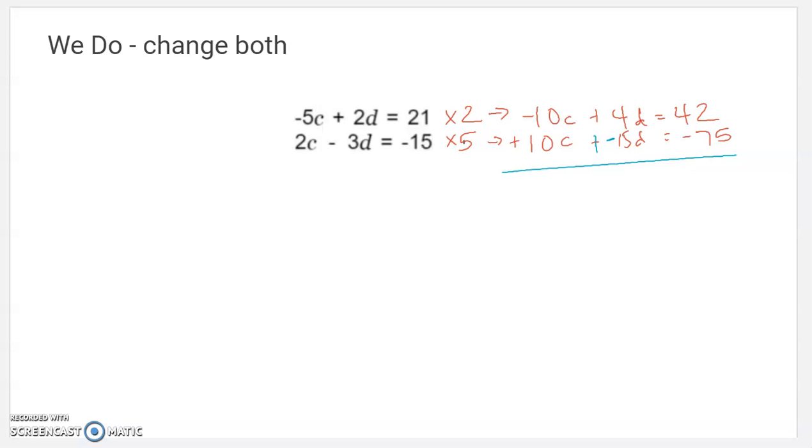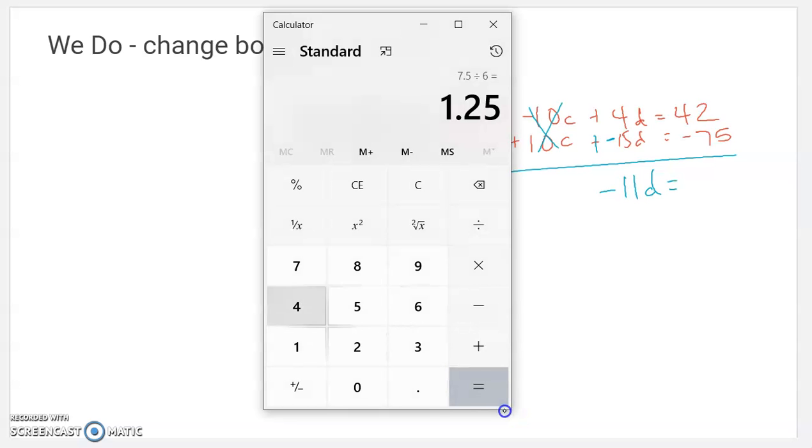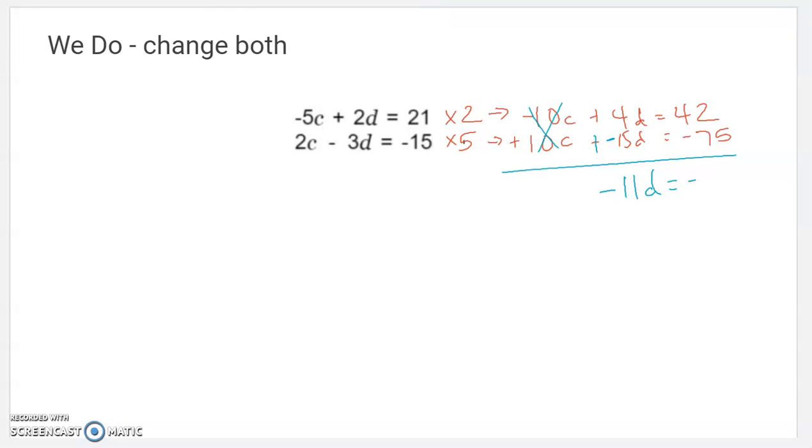Okay, so when I add these together, negative 10C plus 10C is eliminated. 4D plus negative 15D is negative 11D. 42 plus negative 75, need some help on that, is negative 33. And D equals 3. Halfway home, found D.